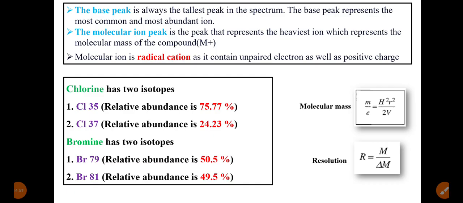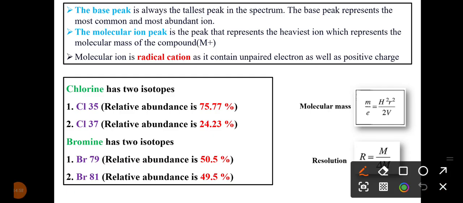Okay, here chlorine and bromine have different isotopes. Chlorine has two isotopes, and bromine also has two isotopes.